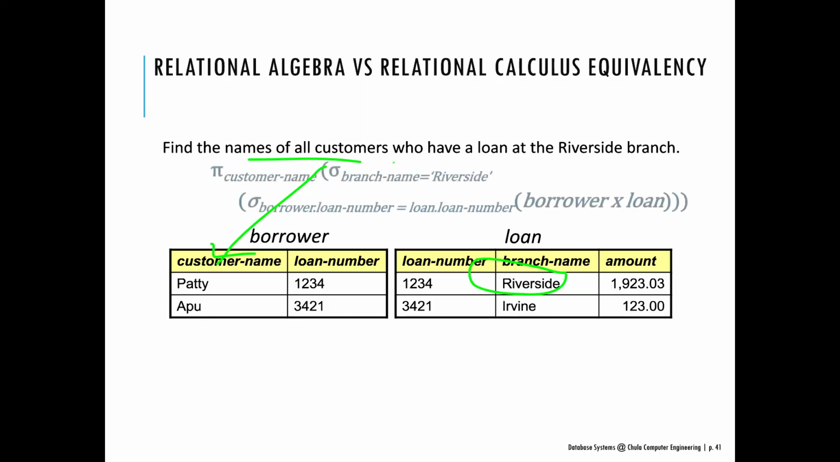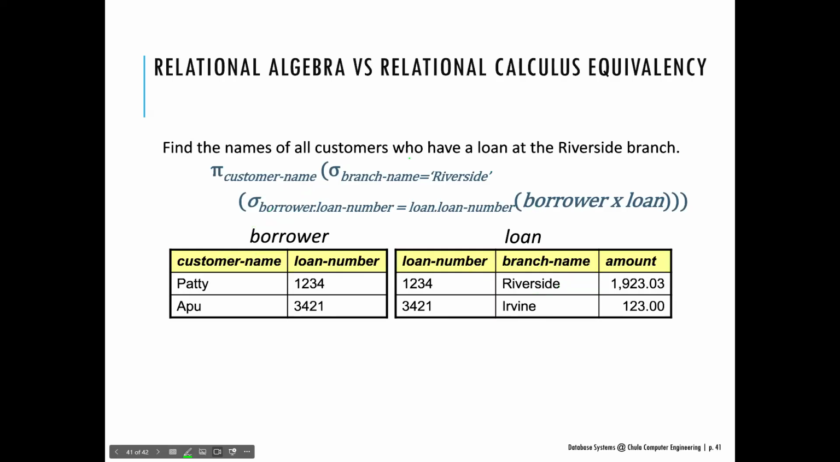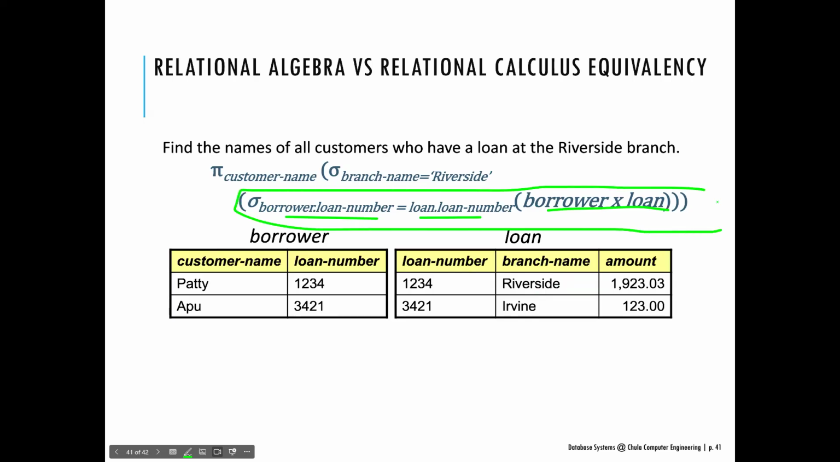Now, if I write it out as relational algebra, it will be something like this. I take borrower and I cross product with loan, and then I select where loan number from borrower is equal to loan number from the loan table. So basically, what is this? This is a join, right?